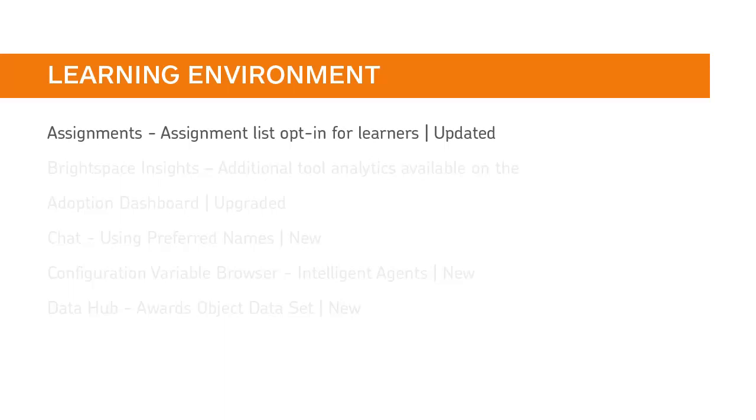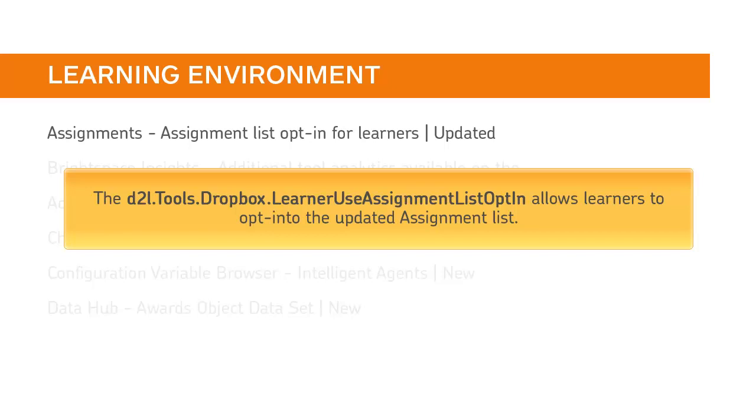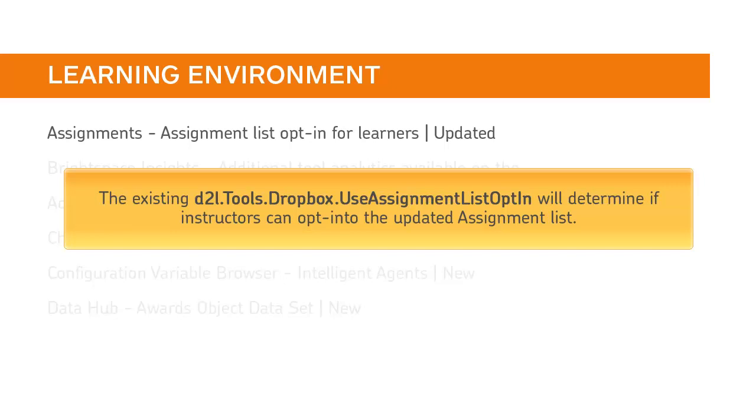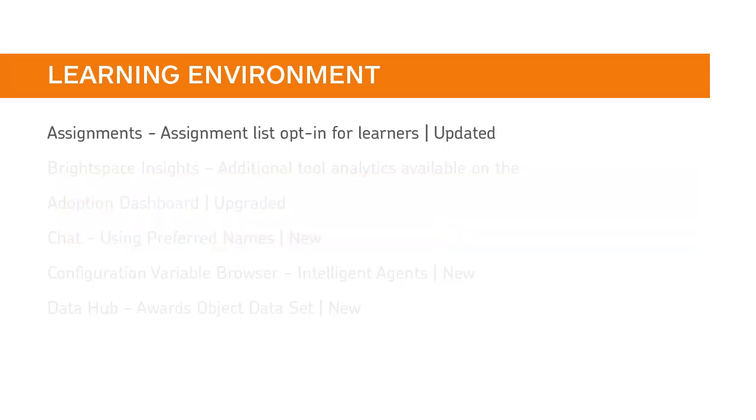The D2L, Tools, Dropbox, Use Assignment List opt-in functionality has been split into two configuration variables, one for learners and one for instructors. The D2L, Tools, Dropbox, Learner Use Assignment List opt-in allows learners to opt into the updated assignment list, and the existing D2L, Tools, Dropbox, Use Assignment List opt-in will determine if instructors can opt into the updated assignment list. By default, these configs will respect the existing value of the D2L, Tools, Dropbox, Use Assignment List opt-in configuration variable.